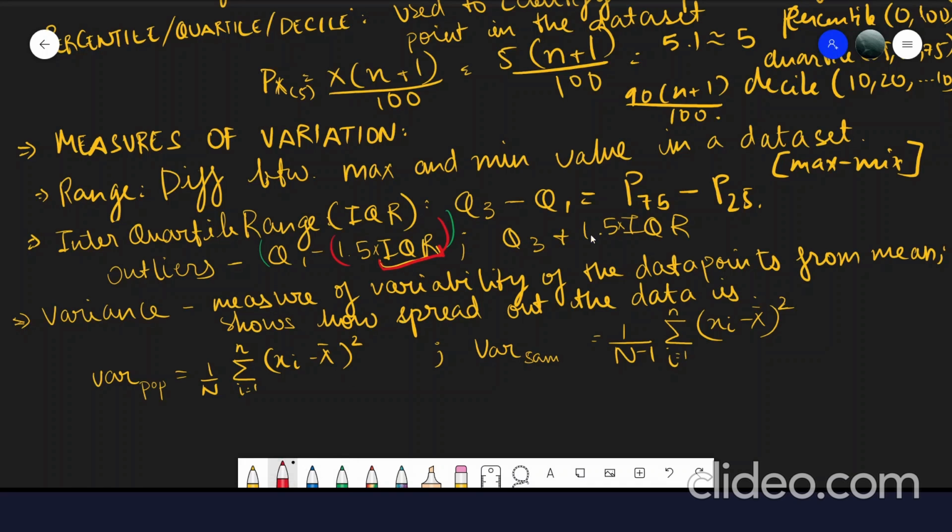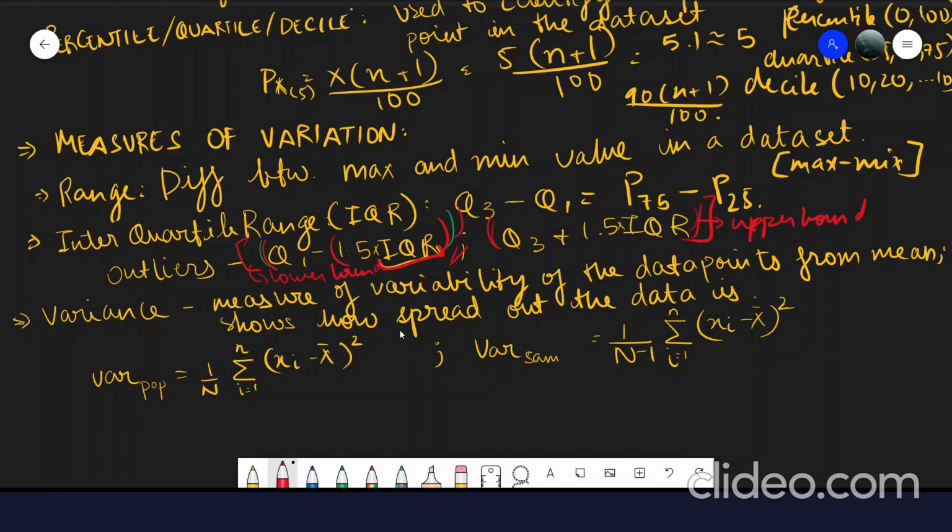And for the upper bound, you add 1.5 times the interquartile range to your third quartile, which is the 75th percentile, right? This gives you the upper bound of your data set, and this gives you the lower bound of the data set. Okay, so this is the upper bound, and this is the lower bound. So every point that lies beyond this range is discarded. It is considered an outlier and it is thrown away. So you can use the interquartile range to find outliers.